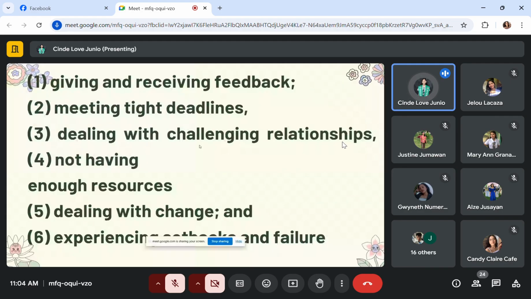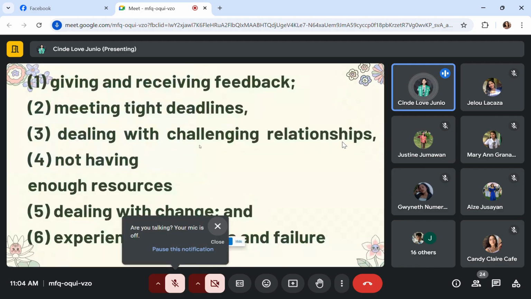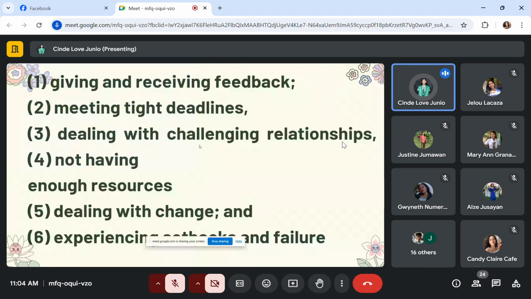Third is dealing with challenging relationships. You are managing conflicts with others. For example, if you and your friend have disagreements, instead of arguing, you calmly discuss the solution together.